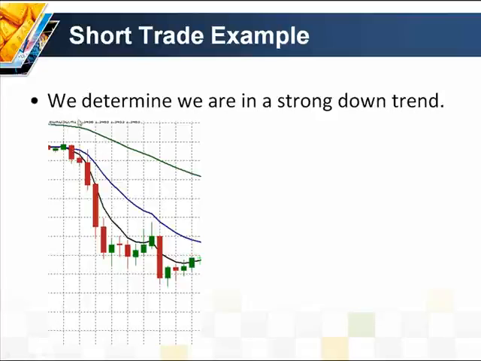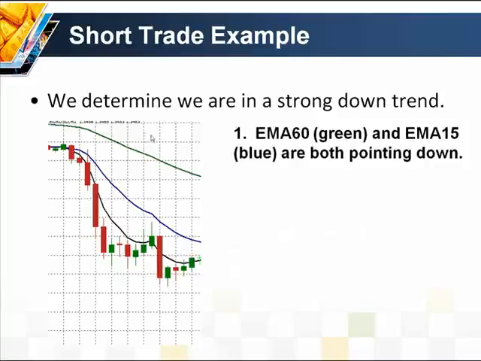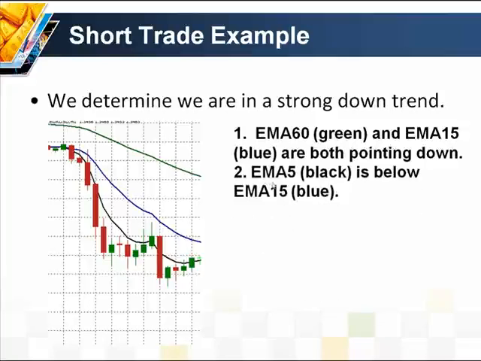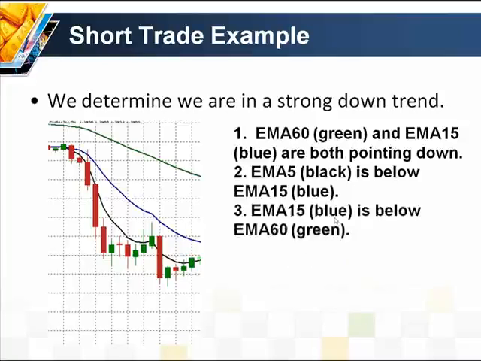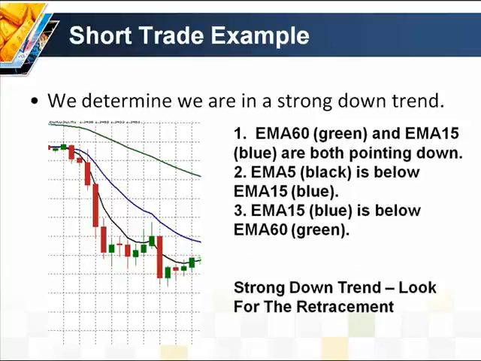Just to show you here with an example, our first step when we're entering a short trade is we need to determine that we are in a strong downtrend. To do that, as I said, we use three different criteria. First of all, looking on our charts and the colors of our lines, the EMA 60 is the green line, the EMA 15 is the blue line, and those both need to be pointing downward for us to meet the first criteria. The second criteria is that the EMA 5, which is our black line, is below the EMA 15. So looking here, the EMA 5 in this case is below the EMA 15. And finally, the EMA 15, the blue line, is below the EMA 60.